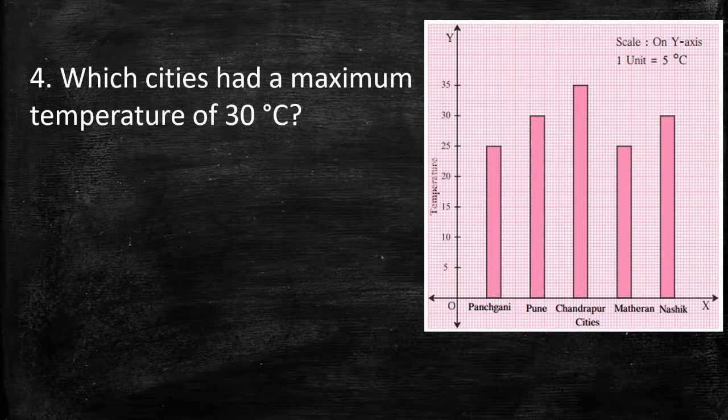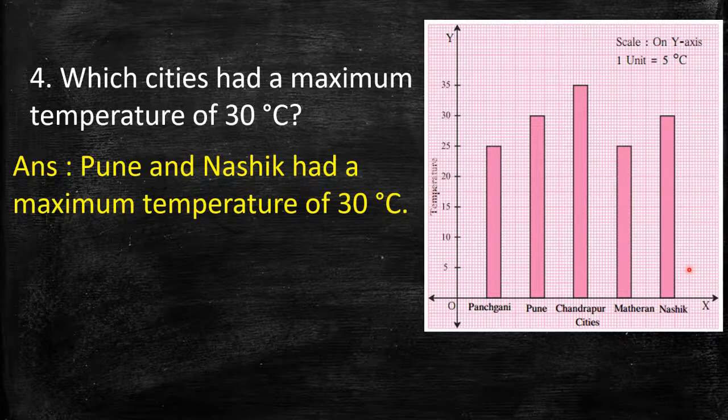Question number 4. Which city had a maximum temperature of 30 degrees Celsius? So here you can see 30 degrees Celsius, Pune, and here Nashik had a 30 degree maximum temperature. So Pune and Nashik had a maximum temperature of 30 degrees Celsius.